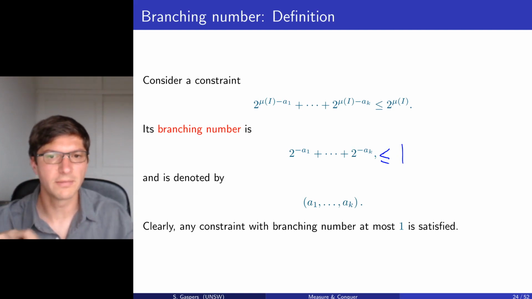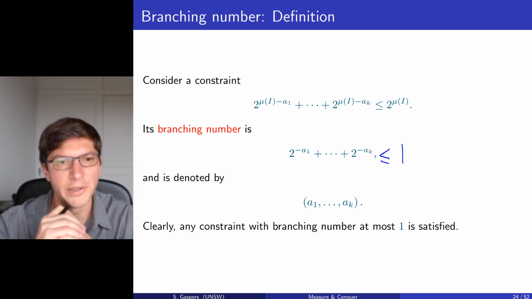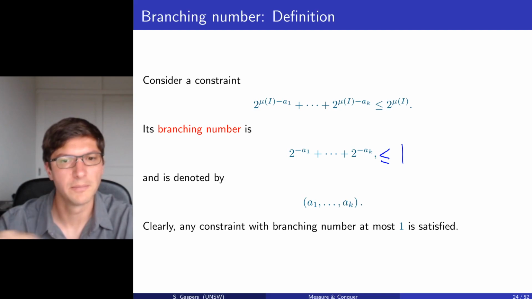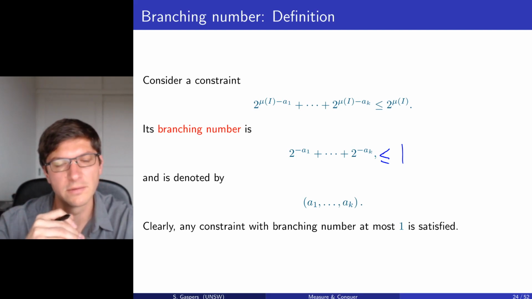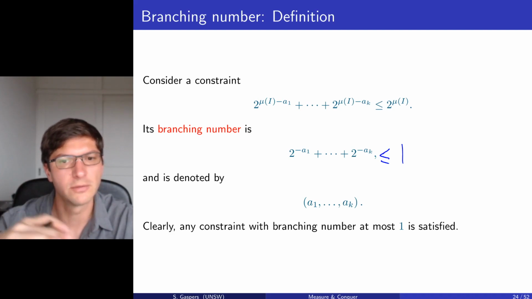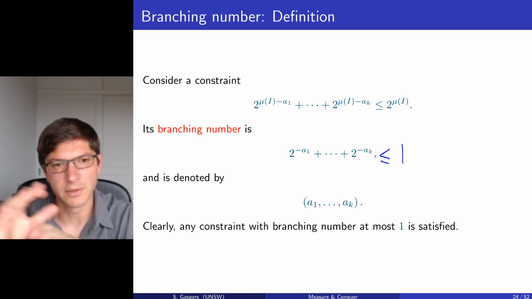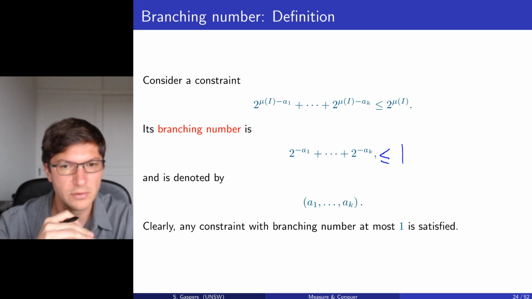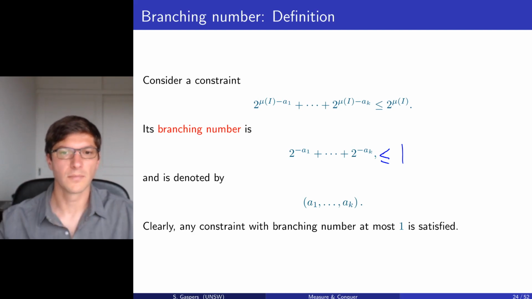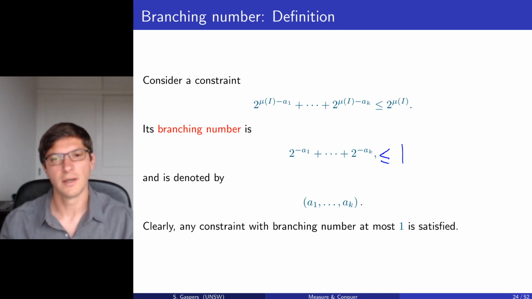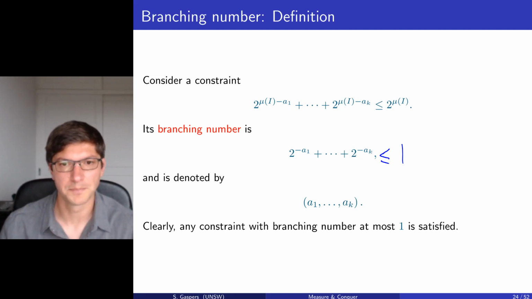We say that the left-hand side is our branching number, and we'll denote it just by a1, comma, dot, dot, dot, comma, ak. These are the decreases of the size of the instance, or the decreases of the measure of the instance. We want all of these branching numbers to be at most 1. Then our constraints are satisfied, and we can use the simple analysis lemma.